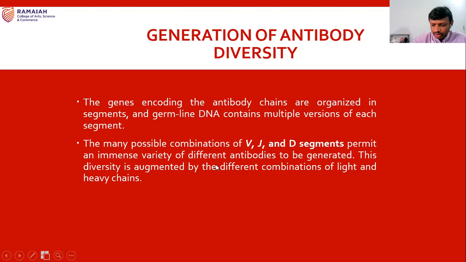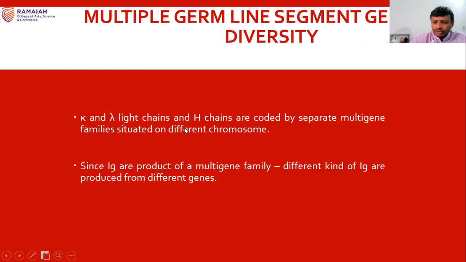This diversity is augmented because two chains are produced: the kappa light chain and the lambda light chain, two light chains, and one heavy chain, which are present as multi-gene families on different chromosomes, so that mutations will not affect overall protein formation at once. So there is a high level of conservation. Since immunoglobulins are the product of multi-gene families, different kinds of immunoglobulins are produced from different genes.